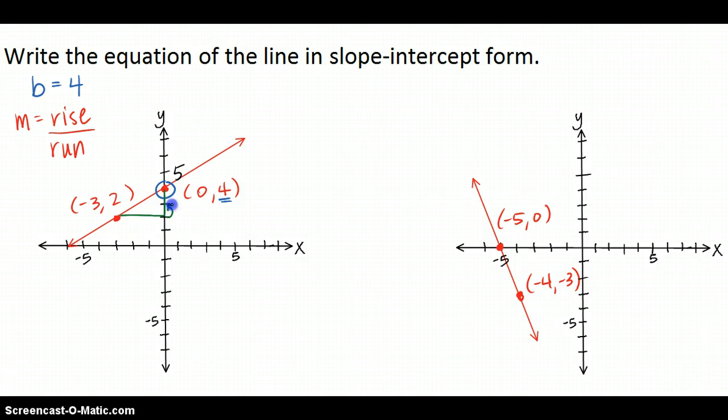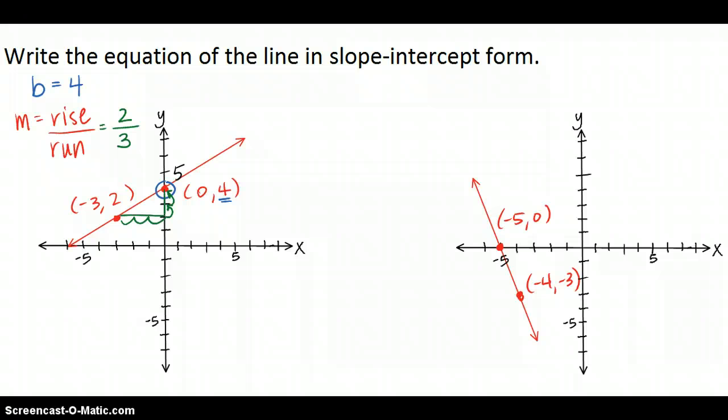So we're moving 2 units up to get from -3, 2 to 0, 4. And we're moving 3 units over to the right, also to get from -3, 2 to 0, 4. So that was easy. We can figure out that our slope is the rise over the run, which in this case would just be 2 over 3.